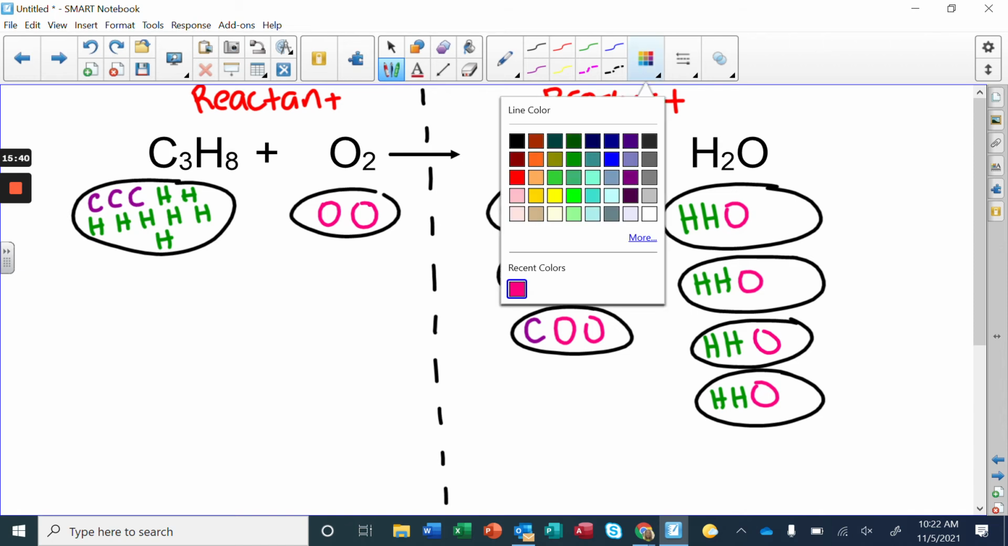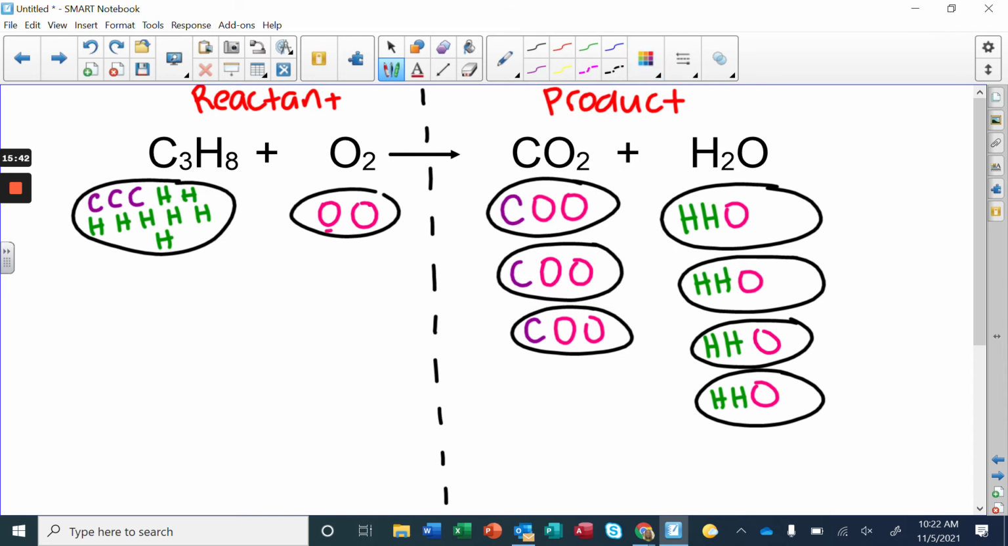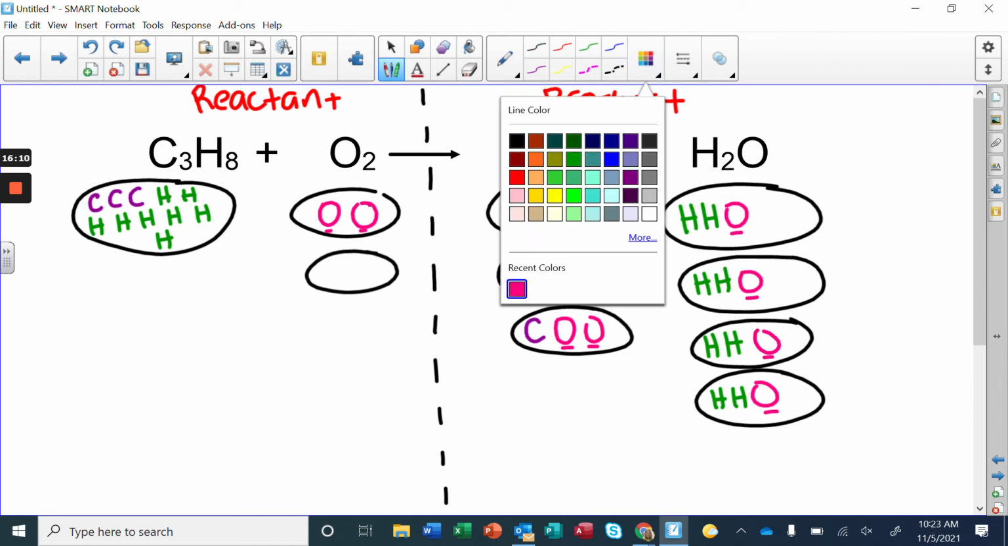Moving to my oxygens. I have 1, 2 oxygens on the reactant side. And I have 1, 2, 3, 4, 5, 6. But don't forget, I have oxygen in my other bubbles. So I have 6 there, 7, 8, 9, and 10. So I have 10 oxygens on the product side. So the reactants have less, so I have to add more oxygen bubbles. I add a bubble. I started with 2. I'm trying to get to 10.